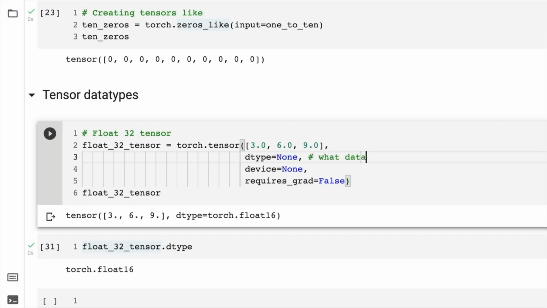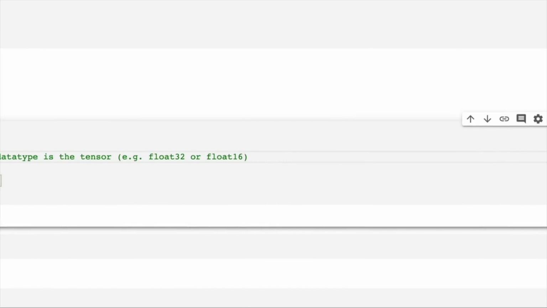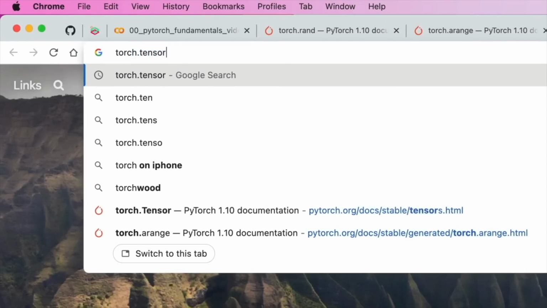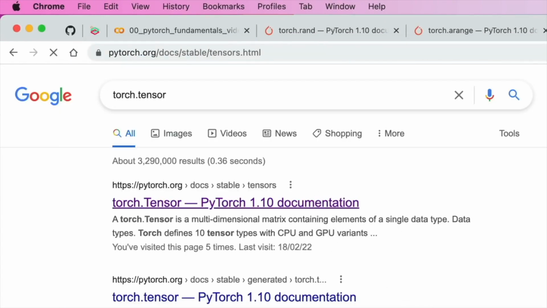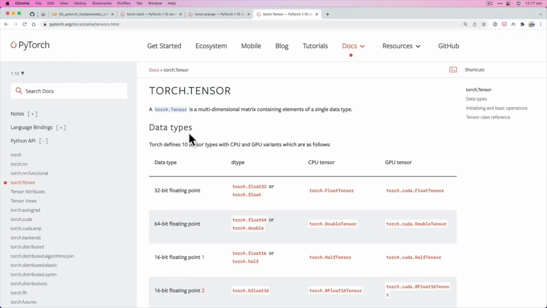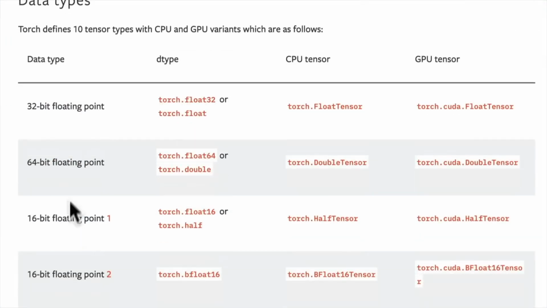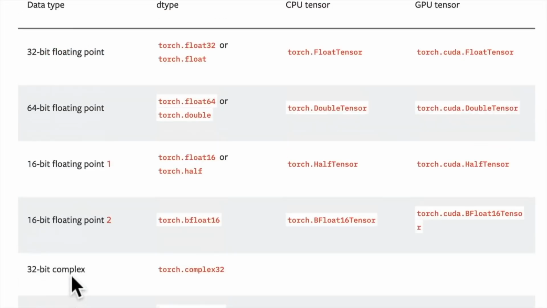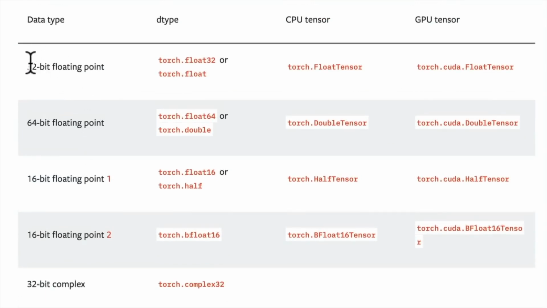Data type is what data type is the tensor, e.g. float32 or float16. Now, if you'd like to look at what data types are available for PyTorch tensors, we can go torch.Tensor. And right up the top, unless the documentation changes, we have data types. It's so important that data types is the first thing that comes up when you're creating a tensor. So we have 32-bit floating point, 64-bit floating point, 16, 32-bit complex. Now, the most common ones that you will likely interact with are 32-bit floating point and 16-bit floating point.